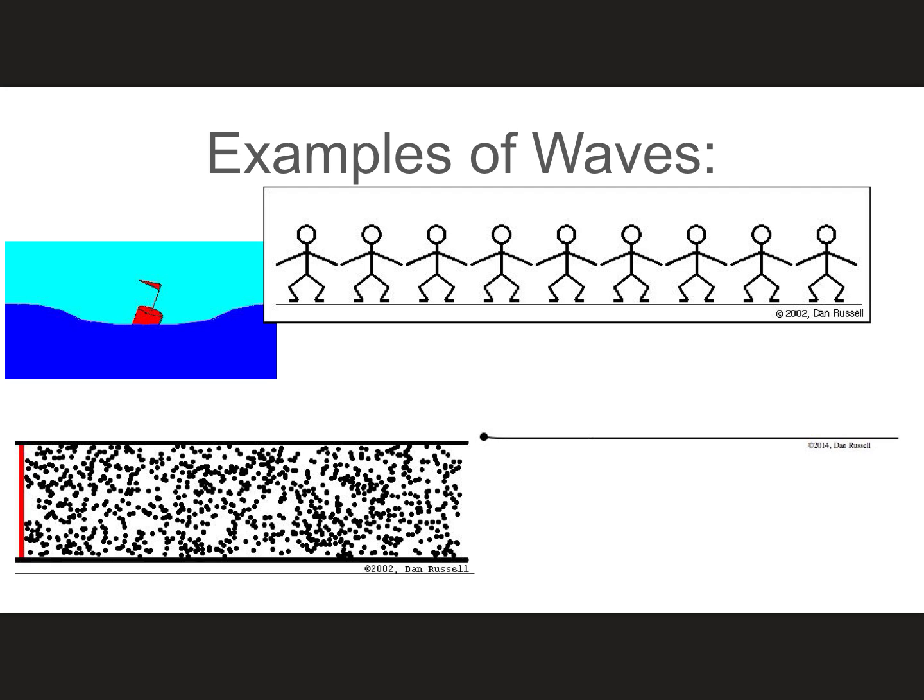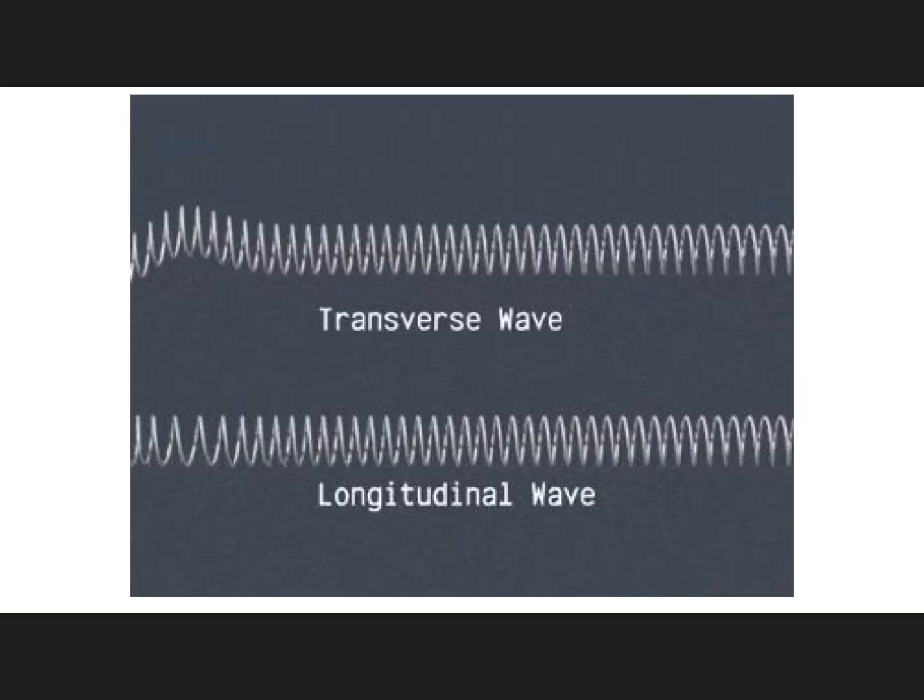There are waves in the ocean, there's the wave at football games, there's sound waves, and we're going to learn about two types of waves called transverse and longitudinal waves. So transverse waves move up and down. So in this example right here, this transverse wave would move like this. In longitudinal waves, it's compressional waves. So the wave moves this way, and we'll talk more about that as we move on through this lesson.